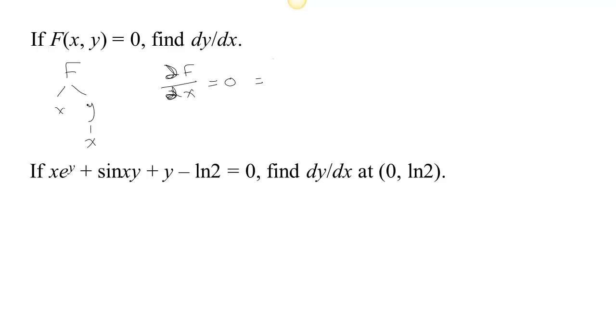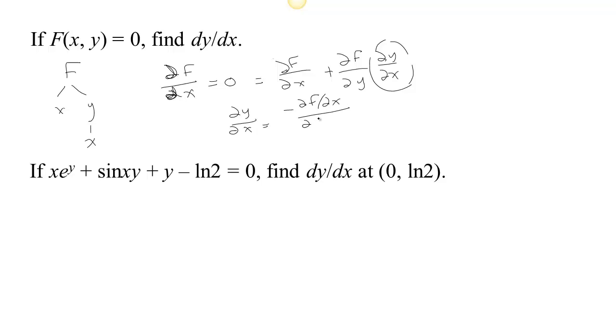That's equal to 0. But also by the chain rule, if you make a change in x, that will change f. So we could look at how changing x changes f. But then changing x could also change y, and changing y could change f. And this gives us an equation that we can solve for dy dx. If we move the df dx over, we find that dy dx is equal to negative df dx divided by df dy, or negative f sub x over f sub y.